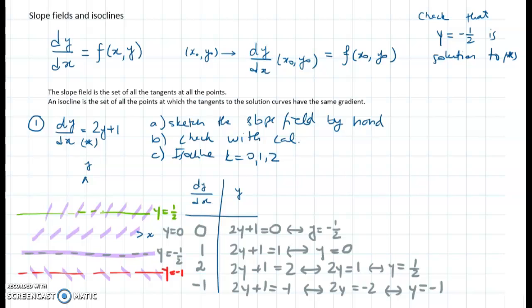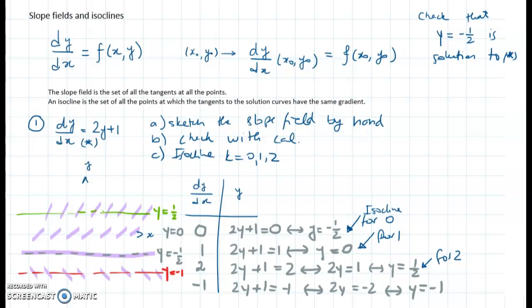Yeah, and we also found the isoclines for different values. So for instance, all the points that have tangent 0 are on the line y equals -1/2. All the points that have slope 1 are on the line y equals 0, and all the ones that have slope 2 are on the line y equals 1/2. So this is the isocline for 0, for 1, and for 2. And that was part C for this problem.